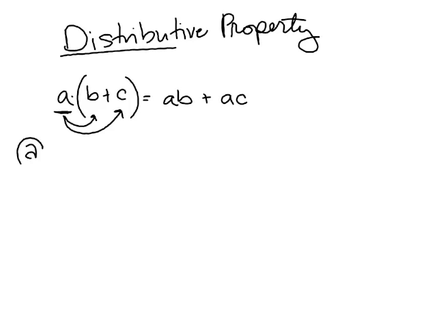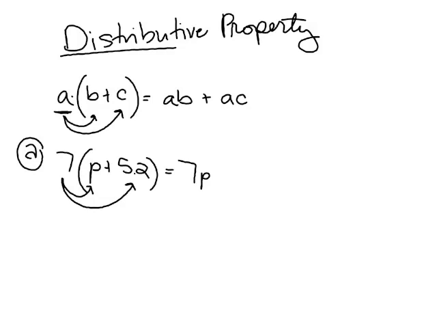So how about example A here? 7 times (p plus 5.2). I don't know what p is, so I can't solve this, but I can distribute the 7 through. So how do I do that? 7 times p, it equals 7 times p, plus 7 times 5.2. So what's 7 times 5.2?